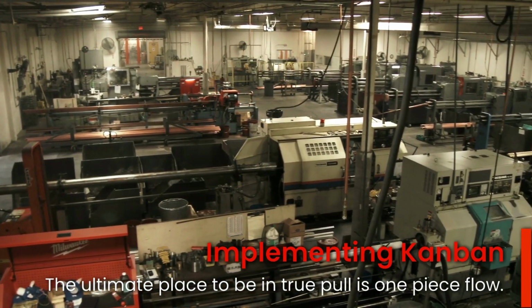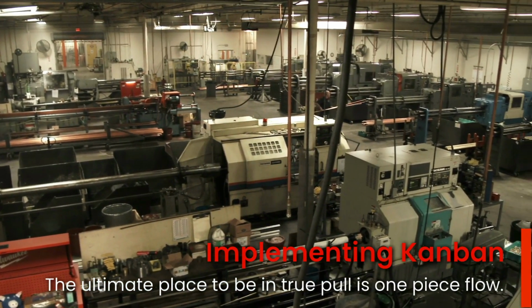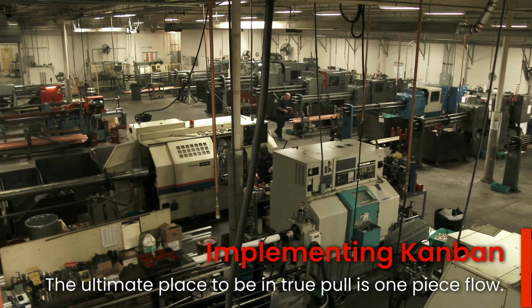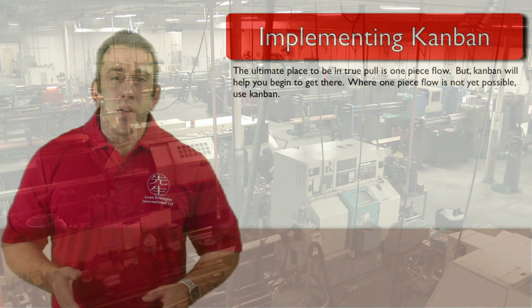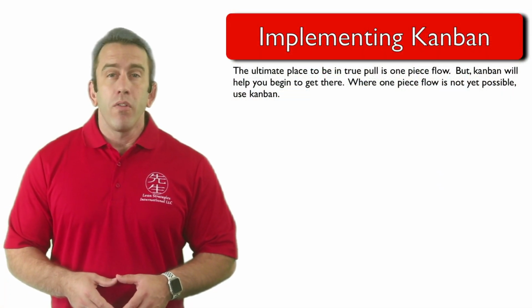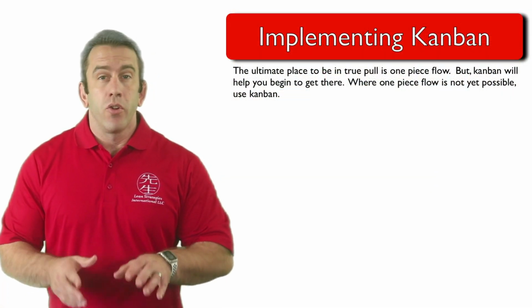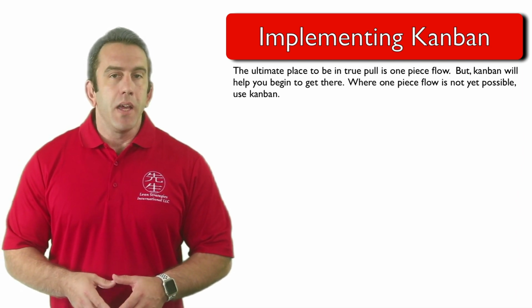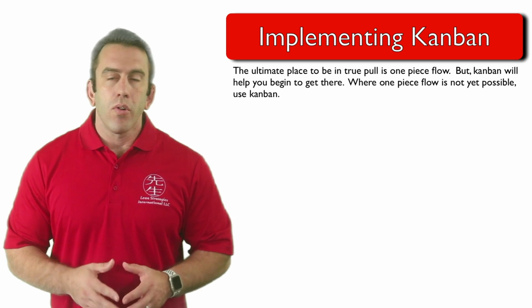At this point in your pull system implementation, it's time to begin implementing a Kanban system. Remember, the ultimate place to be in true pull is one-piece flow. But Kanban will help you begin to get there. Kanban will be one of the most important phases of your transition to true pull. And where one-piece flow is not yet possible, you can use Kanban.